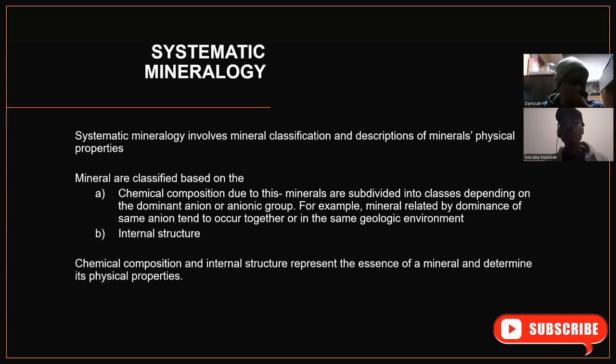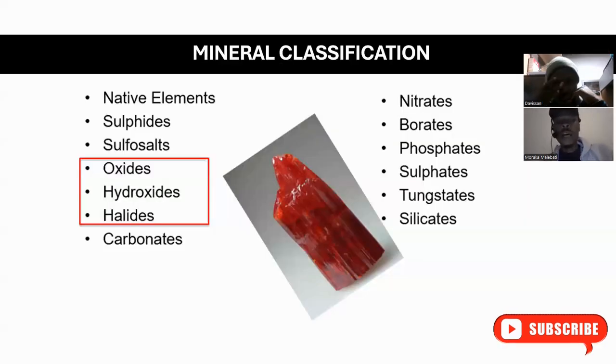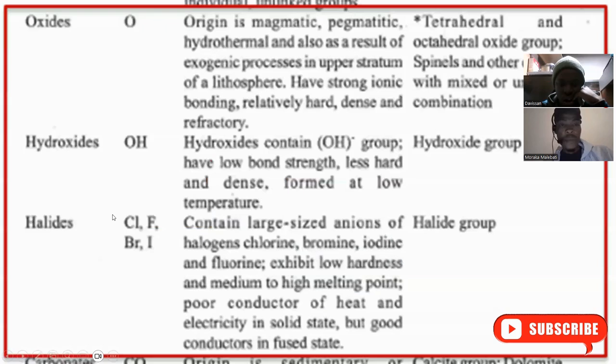That's why the minerals belonging to a certain ion or ionic group usually occur together, in the same geological environment. So last week we dealt with oxides. We are done with oxides, and now we are into the hydroxides and the halides.